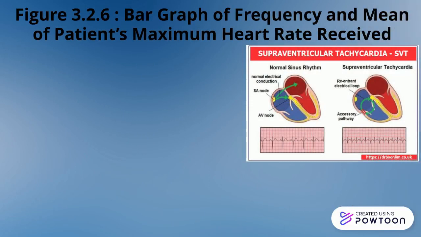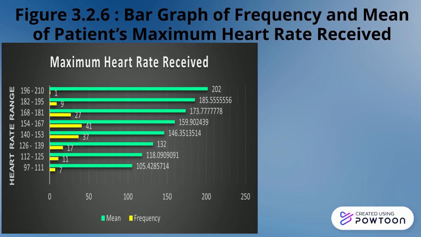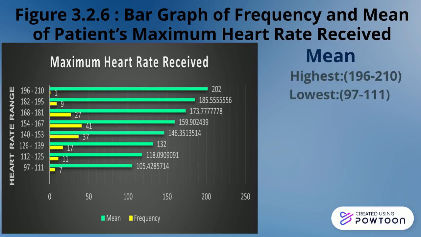Okay, then I'm going to share the chart of maximum heart rate of the patient. The most prominent data I would like to discuss is the mean. The highest one is shared by group with range of 196 to 210, whereas the lowest one is between 97 to 111. The data mean indicates the rate of risk of the patient which may suffer from supraventricular tachycardia, which sends a shock wave to upper part of the heart and causing a dysfunction of the heart.